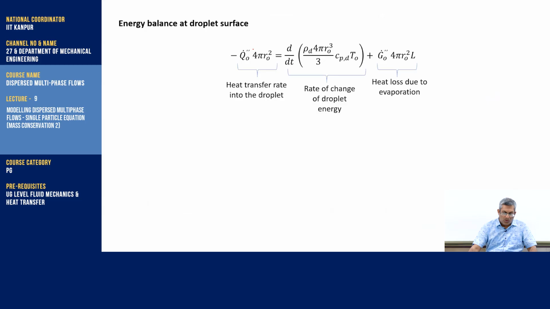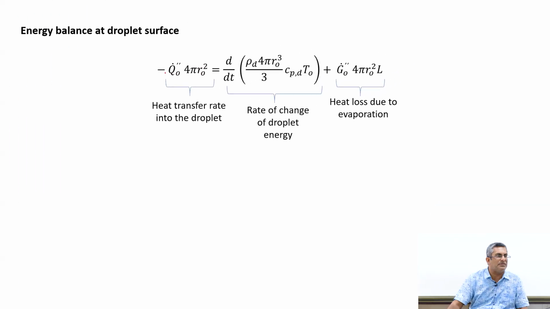So the term on the left side represents the heat transfer rate to the droplet. So this is the diffusive heat flux times the surface area. And why is it a negative sign?